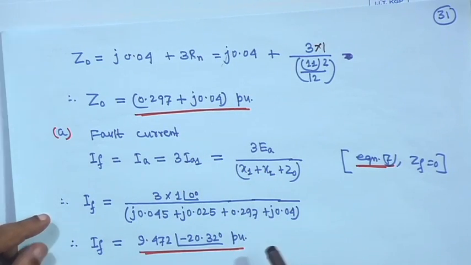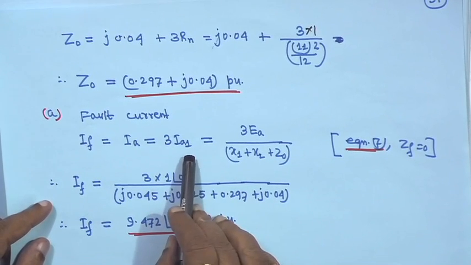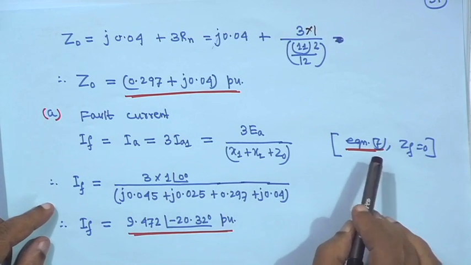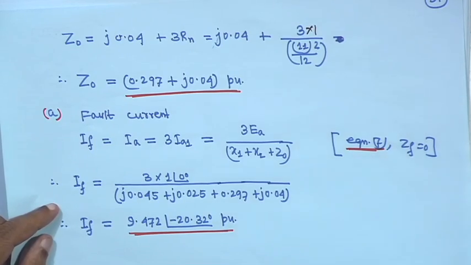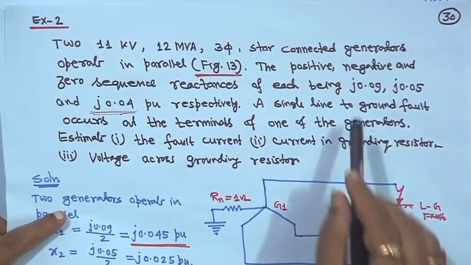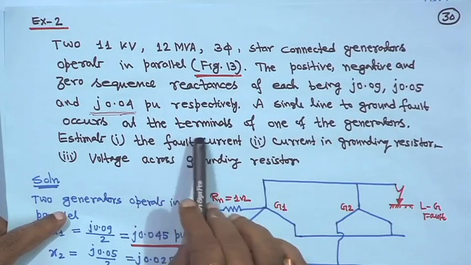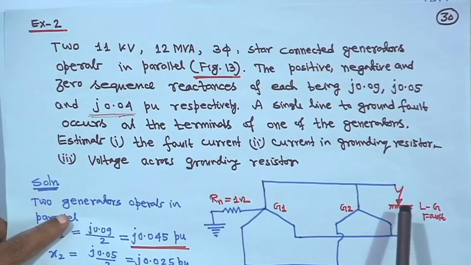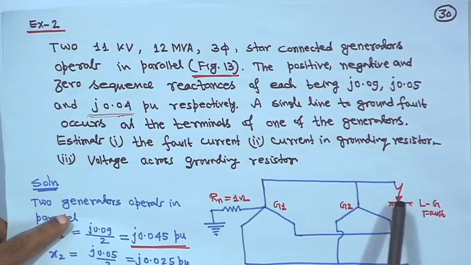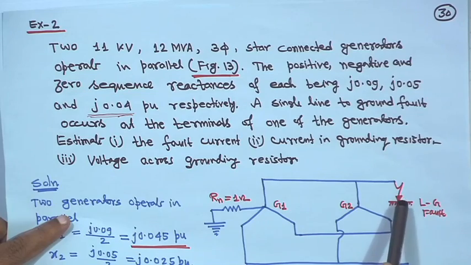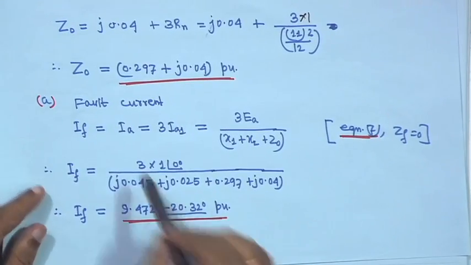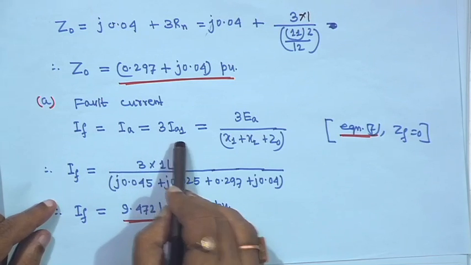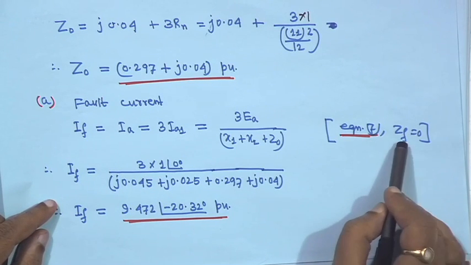Now, fault current IF is equal to Ia is equal to 3 Ia1, which we write from the line to ground fault, from equation 7, because the fault impedance ZF is 0. A single line to ground fault occurs at the terminal of one of the generators, and it is a solid fault, that is, there is no ground impedance. So, ZF is equal to 0. In this case IF equal to Ia is equal to 3 I1, coming from equation 7 when ZF is equal to 0.